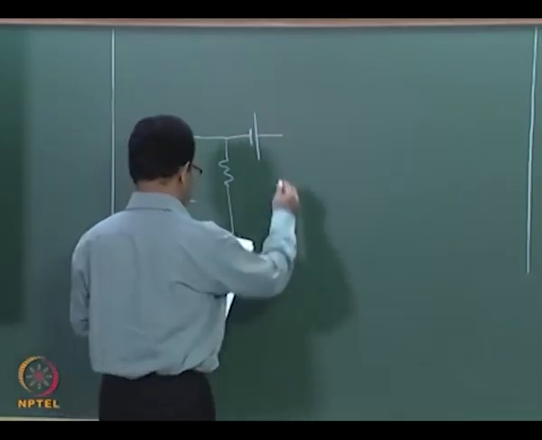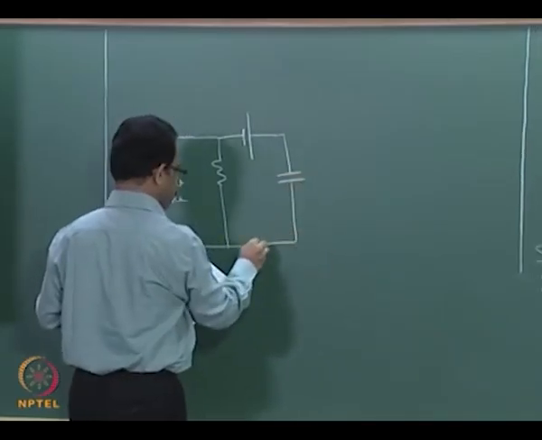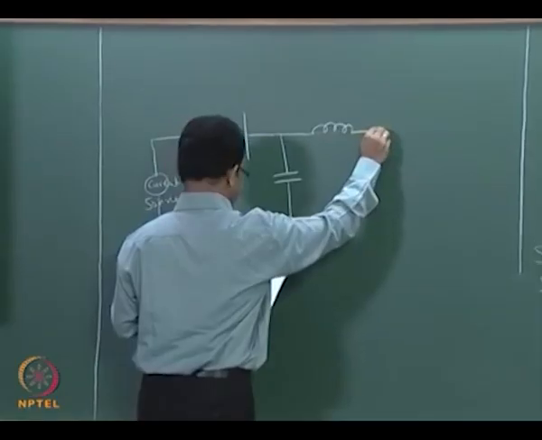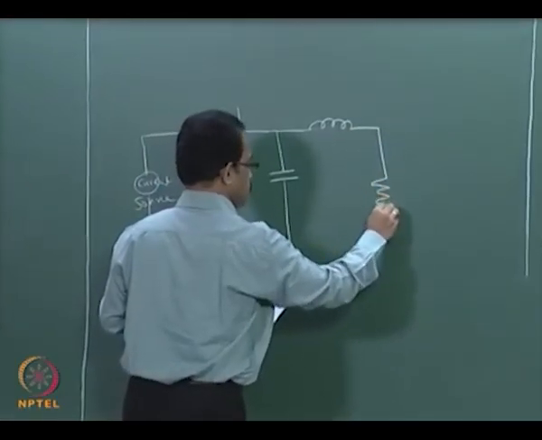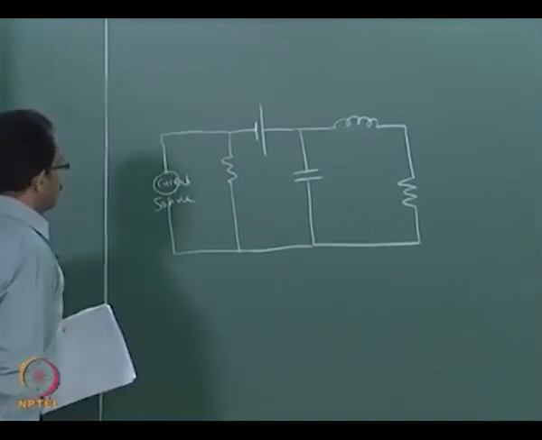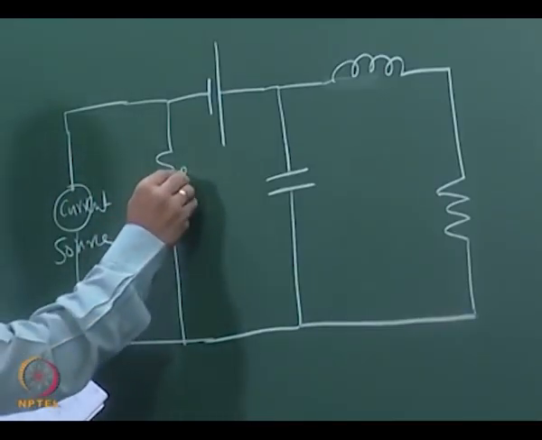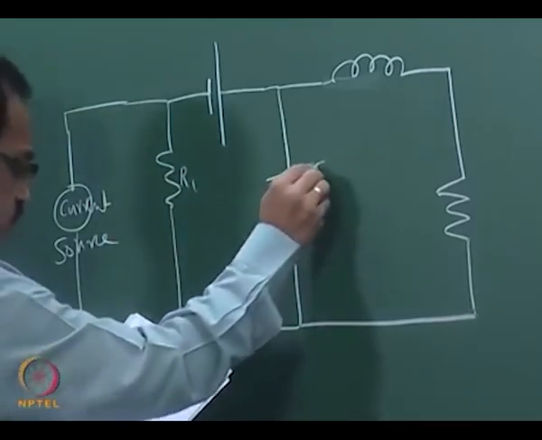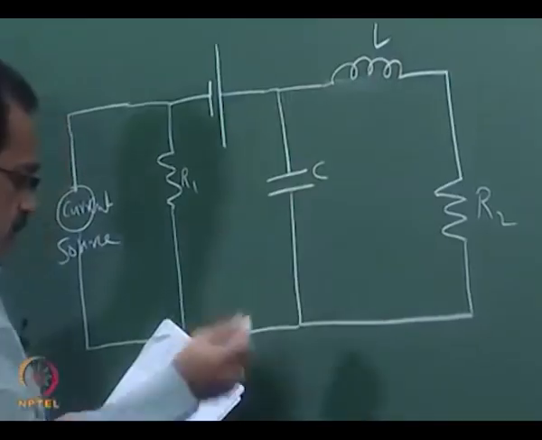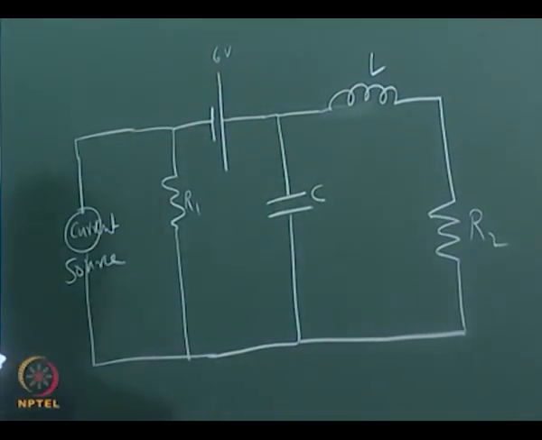a voltage source, then a capacitor, an inductor, a resistor, like this. So we can see there is a current source and there is a resistance, I will put it as R1, and this is C, this is R2, this is an inductance L, and there is a voltage source.